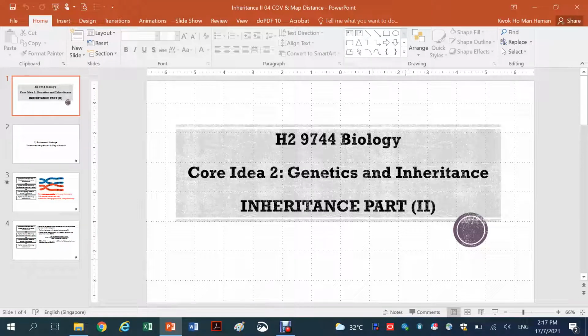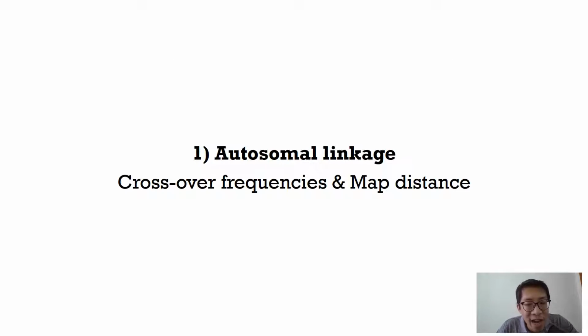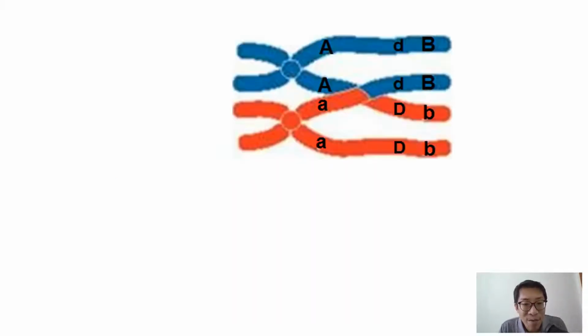Okay, next we will continue with the autosomal linkage and looking at how it can be applied to find the crossover frequencies between two genes and also the distance between the two genes in the chromosome map. Alright, so when you look at this pair of homologous chromosomes, there are three genes in this pair of homologous chromosomes. We have gene A, gene D, and gene B.